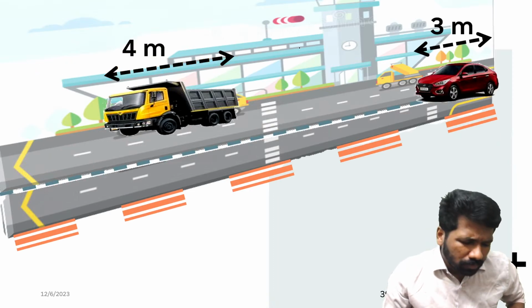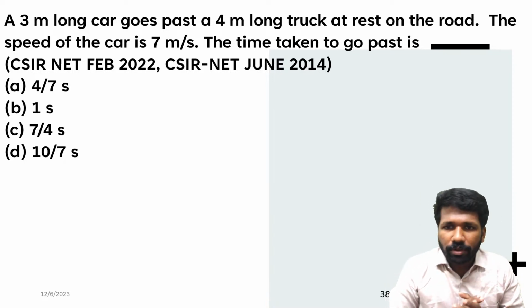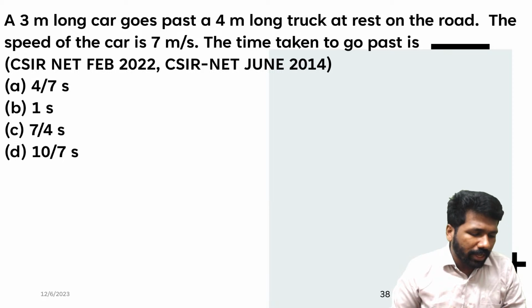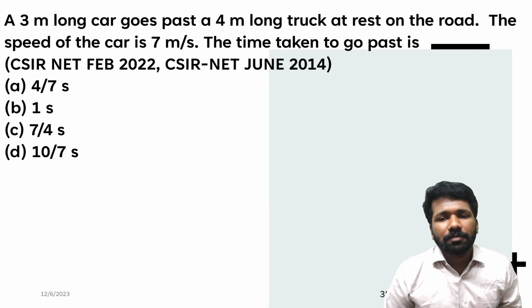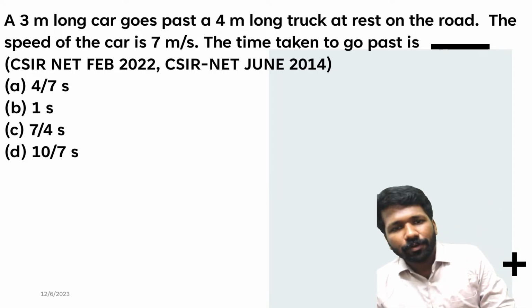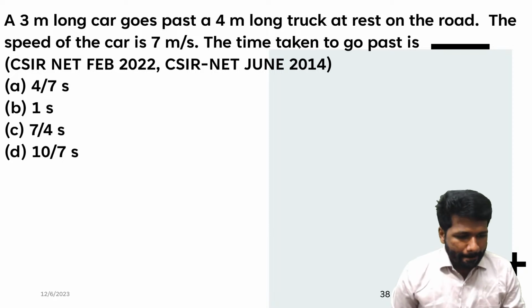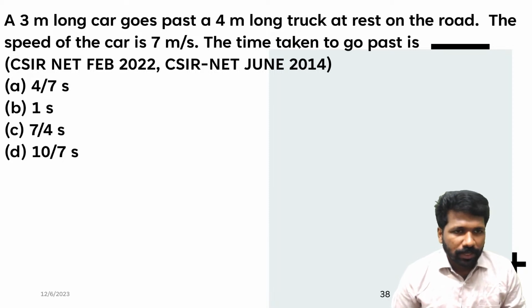Okay, so now we will see few basic questions of speed distance time. Average speed is clear, I guess. Now basic questions of speed, distance, time we will discuss. This is a question which was asked in 2014 and 2022 NET exam. Make a try, all of you. Very simple question.